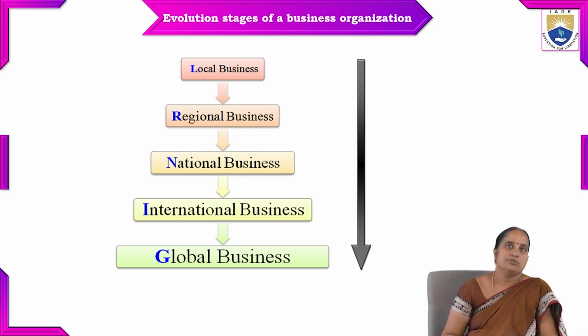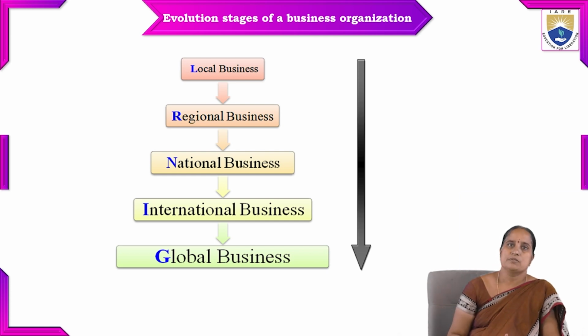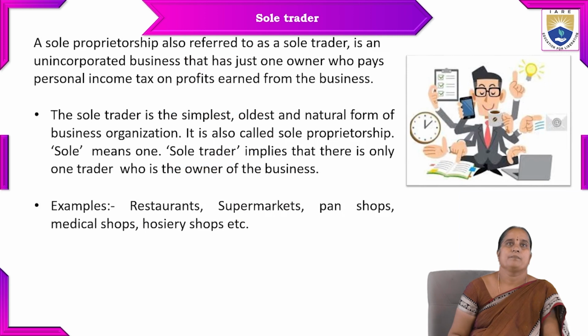Then coming to the evolution stages of business organization. So first we have to start with local business, then regional business, then move to national business, then enter into the international markets, and finally global business. So these are the evolution stages of a business organization.